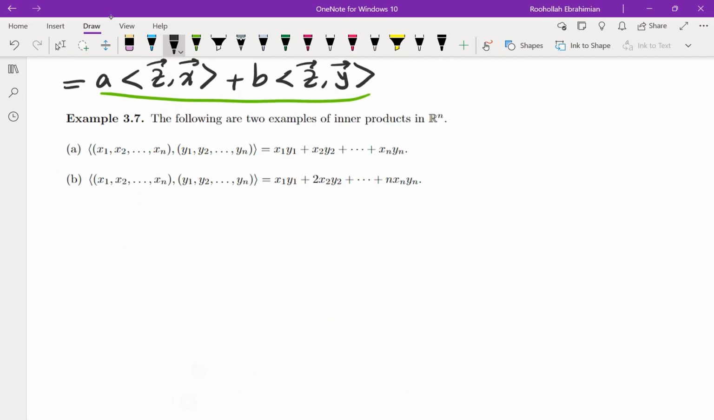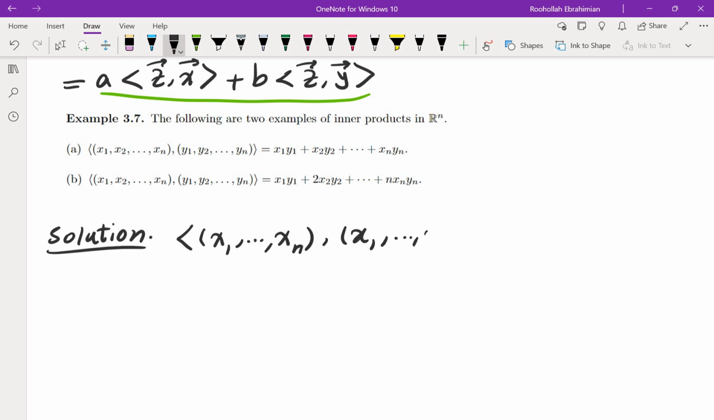Okay, so let's now do an example. We're going to do this example, which involves two different inner products. The following functions are in fact inner products. So we have to prove three things: positivity, linearity, and symmetry. Let's start from positivity. So let's find the inner product of x1 through xn, which we don't know is an inner product. This is just a symbol that we're using. We'll have to show that it satisfies those three properties.